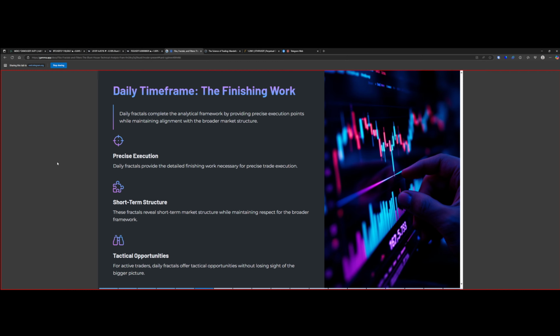Okay? On the dailies, what are we looking at? Well, we're getting a little more finite, aren't we? Right? We're looking at shorter term structures, but we realize that everything is fractal. So setups that we see on a monthly or weekly chart can just as easily appear on a 15-minute, a 1 hour, or a 4 hour. We understand that.